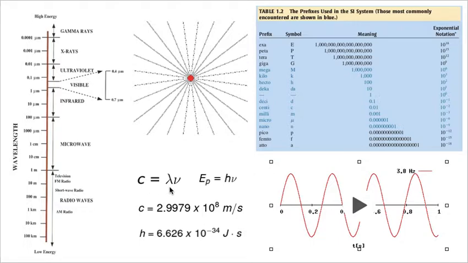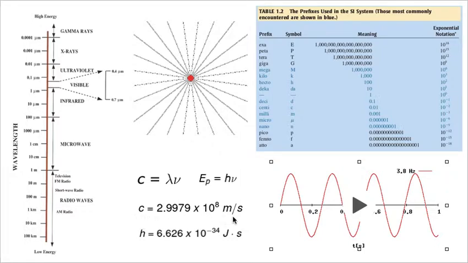C is equal to lambda nu, where lambda is our wavelength measured in meters, and nu, our frequency, is measured in per second or hertz. Per second and hertz are the same exact unit. There is also our energy equation, which tells us how much energy a single photon, lowercase p, of light has, and that will be equal to h times the frequency. So we have two constants here.